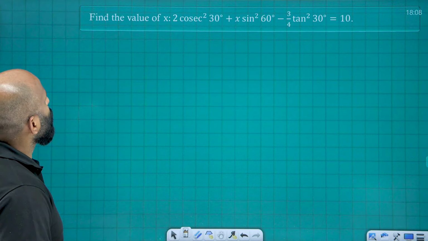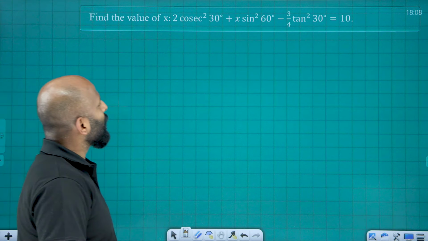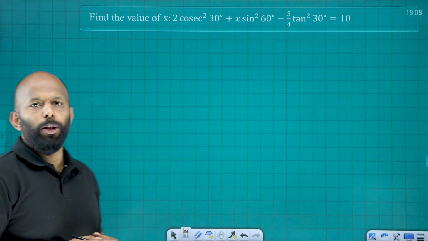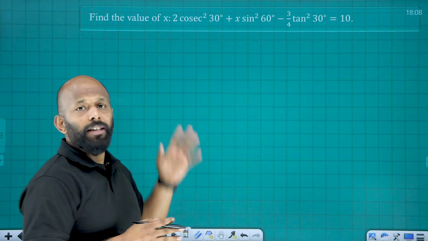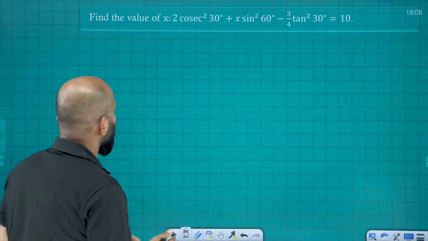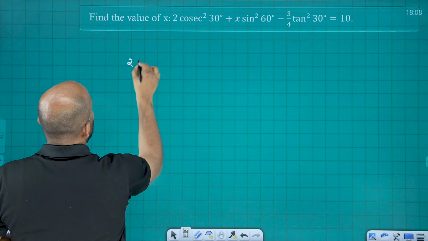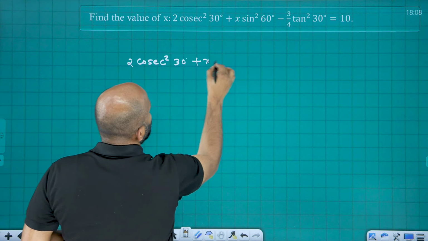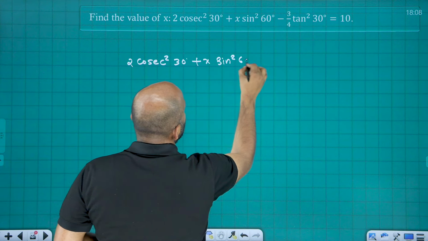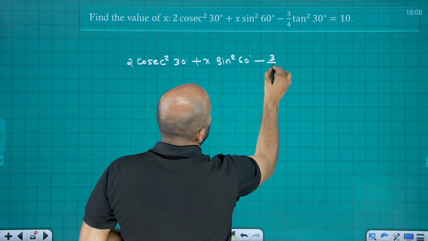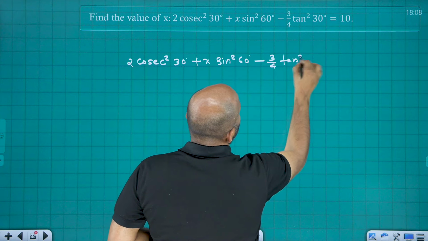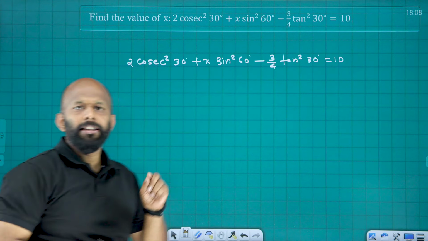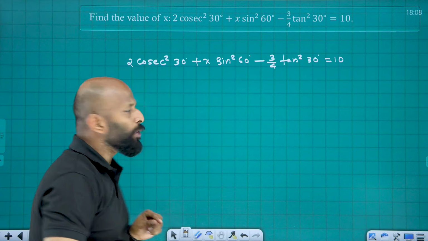Find the value of x: 2 cosec square 30 degree plus x sin square 60 degree minus 3 by 4 tan square 30 degree is equal to 10. How can we find this one? We can substitute the values, then simplify. So our given expression is 2 cosec square 30 degree plus x sin square 60 degree minus 3 by 4 tan square 30 degree is equal to 10. Now what is cosec square 30? Sin 30 is 1 by 2, so cosec 30 is 2.